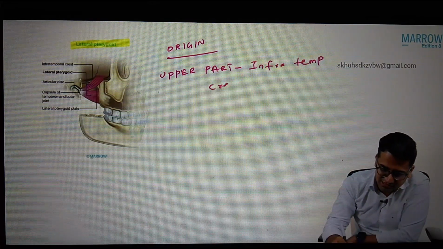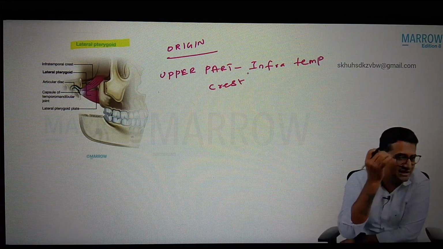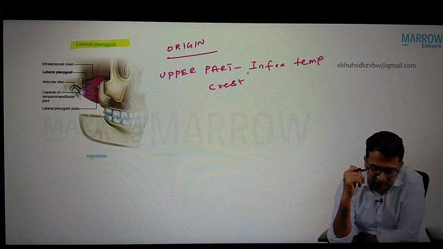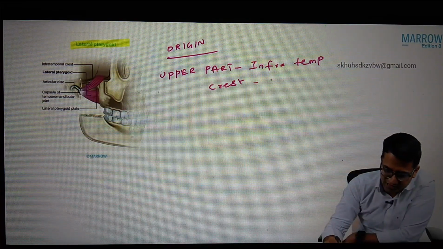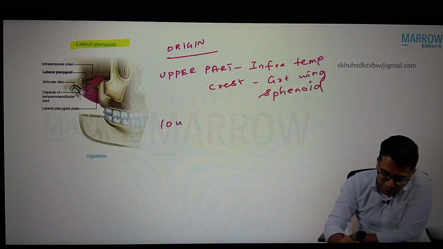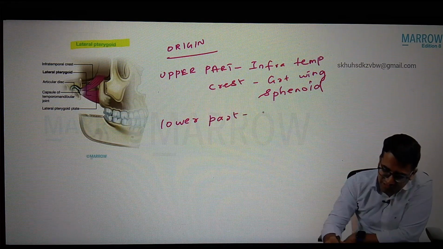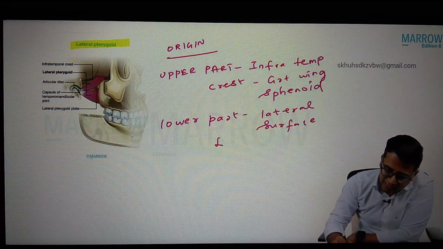Infratemporal crest in the greater wing of the sphenoid bone, you see the one small crest there. That is the crest where the upper part of the lateral pterygoid muscle takes origin. Now, the lower part of the muscle takes origin from the lateral surface of the lateral pterygoid plate.